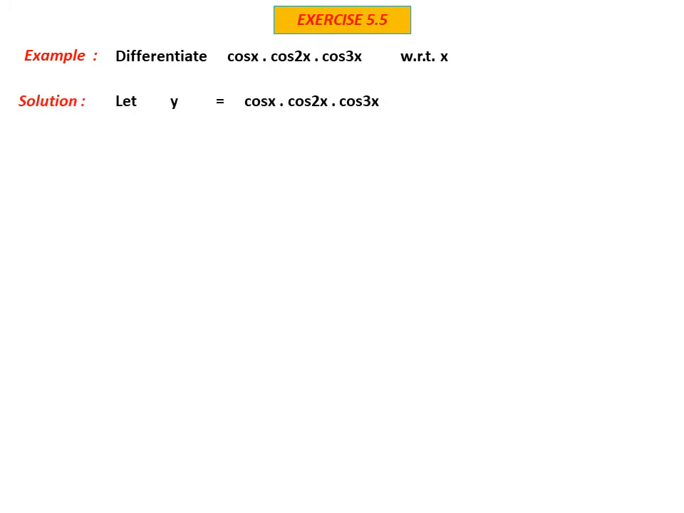Exercise 5.5. Let us solve a few questions from exercise 5.5. This is an example. Differentiate cos x, cos 2x, cos 3x. Here it is a product of three functions. Definitely we can use the product rule and differentiate, but let us use log and differentiate. So let us take y equal to cos x, cos 2x, cos 3x. Therefore, taking log on both sides, we get log y equal to log of cos x, cos 2x, cos 3x.